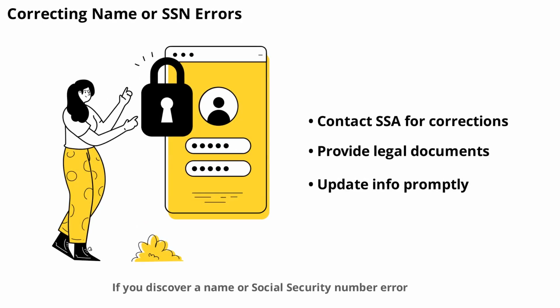If you discover a name or Social Security number error, contact the Social Security Administration right away. You may need to provide legal documents, such as a marriage certificate or court order, to update your information. Once corrected, your earnings should be properly credited to your record. Don't delay, as these errors can affect your benefits.